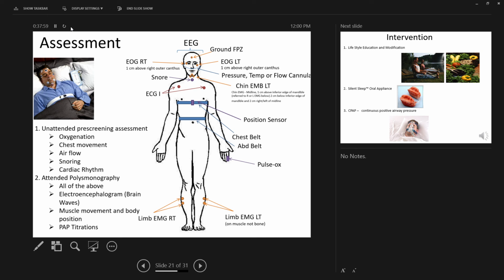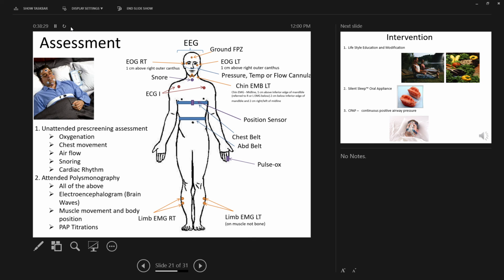After that, if we've looked at it and we realize maybe there is something going on, we will have the person come into a sleep center and do an attended polysomnogram. So this will include all of the above, but it will also include an EEG, muscle movement and body position, and we will also possibly institute positive airway pressure like CPAP, BiPAP, and do titrations. So when we look at our man here, this is basically a whole setup for a polysomnogram.